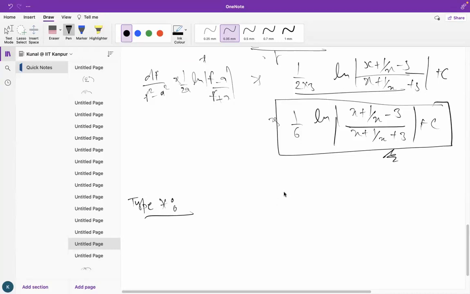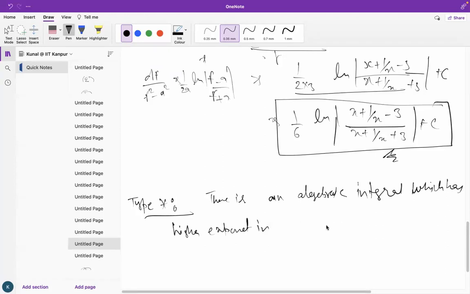Okay, so our type looks like this: there is an algebraic integral which has a higher exponent in the denominator. Like the question dx by x minus 1 to the whole cube and x plus 2.